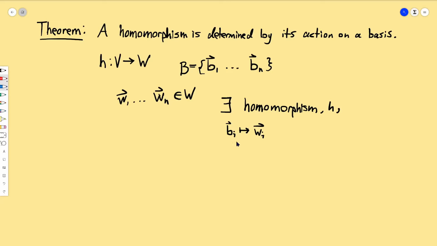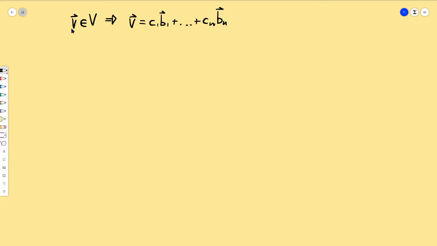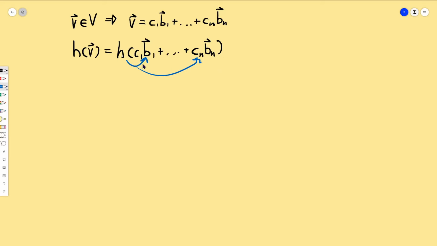So if I have a homomorphism that has this action, and I'm asserting that there is one that has that, I'm asserting that it exists, that's what this backwards E symbol means, then there's only one homomorphism that has this specific action. If I have this vector V in the domain V, then I can rewrite that as a linear combination of the basis vectors, C1 times B1 all the way to Cn times Bn. So if I evaluate H of V, I'm evaluating H of this linear combination. And because H is a homomorphism, I can distribute it to each of the terms in this linear combination and then pull out the constant.